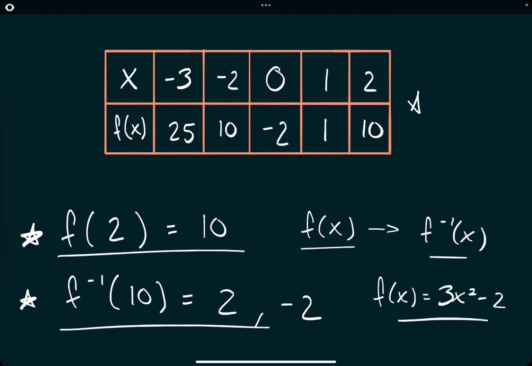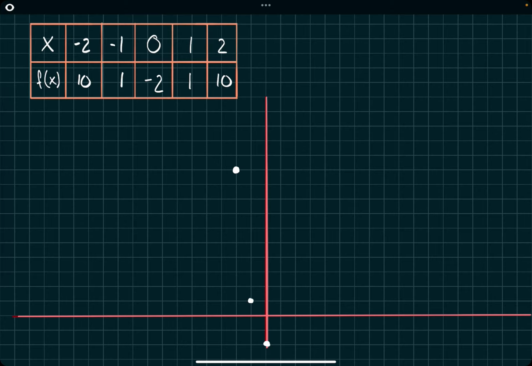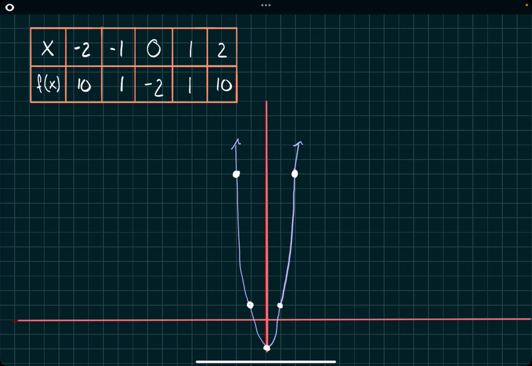So the function that these table values come from is 3x squared minus 2. Let's check out a graph of this. Let's start by graphing some points on the original function: -2, 10; -1, 1; 0, -2; 1, 1; and 2, 10. So we have our parabola. It's a little wonky, but it looks fine. Now let's graph the inverse.